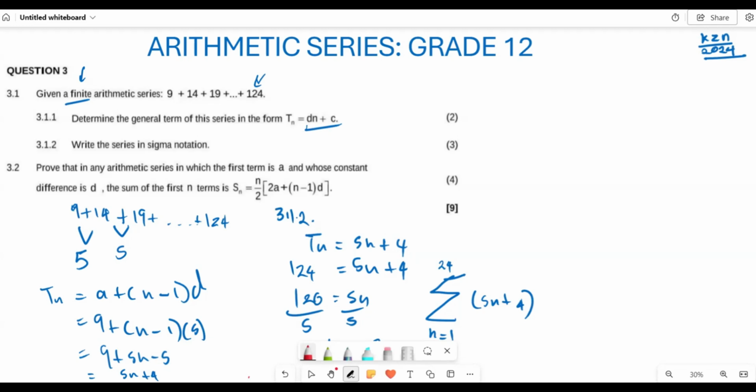Now, in your 3.2, they want us to prove that in any arithmetic series in which the first term is a and whose common difference is d, the sum of the first n terms is given by Sn equals n over 2 into the bracket 2a plus (n minus 1)d. Now, what else are we going to have here? To prove this, I want us to start here.